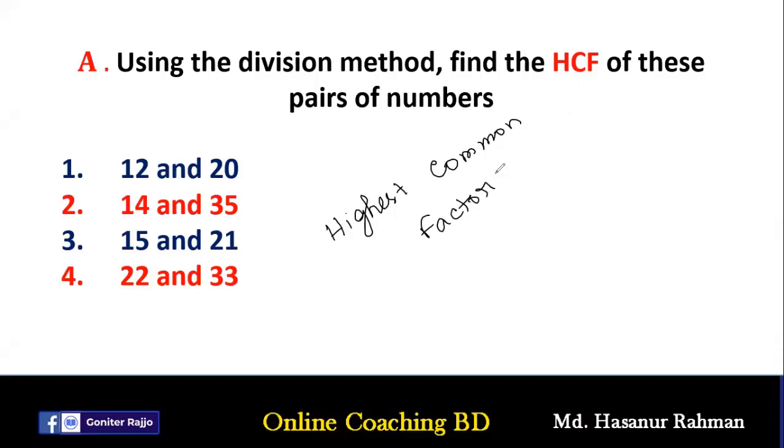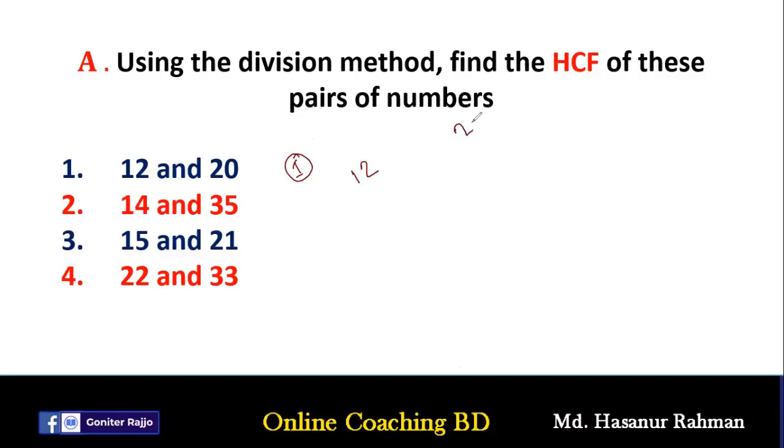We can find out this HCF in 3 different ways. Today I'll show you the division method, and that method is quite popular. Now number one says 12 and 20. At first we have to convert 12 and 20 to their prime factors. So how can we convert? Look, 12 and 20, there are 2 numbers.